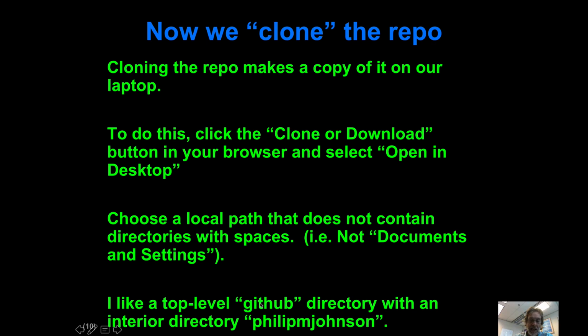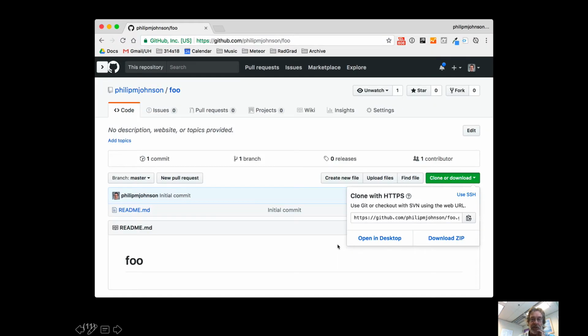I basically like a top-level directory called GitHub with an interior directory, which is my username on GitHub, Philip M. Johnson. I put all my repos inside there that are associated with the Philip M. Johnson repository. I also have other organizations in GitHub that I'm a part of, like Open Power Quality. So I have other directories inside GitHub for the other organizations that I am associated with. For this class, you could just have GitHub, but I think it's more scalable if you have GitHub/ and then your username. Okay. So how do we do that?